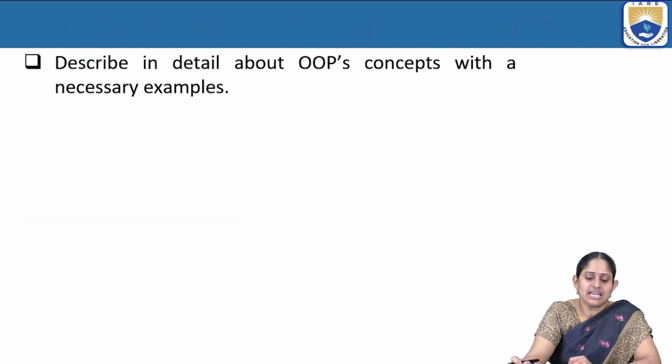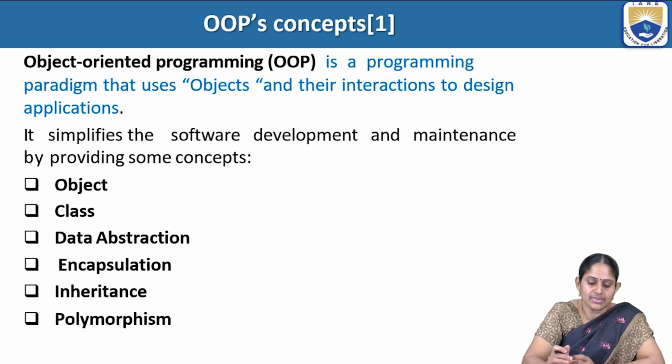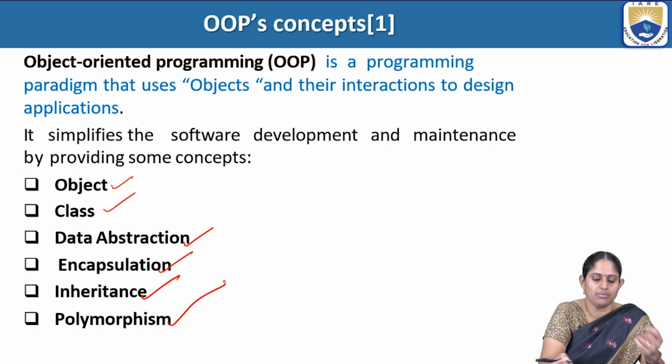Next is describe in detail about the OOPS concept with necessary examples. So basically OOPS is object-oriented programming. In the object-oriented programming paradigm, everything will be based on classes and objects. The main features and concepts in OOPS are object, classes, abstraction, encapsulation, inheritance, and polymorphism.